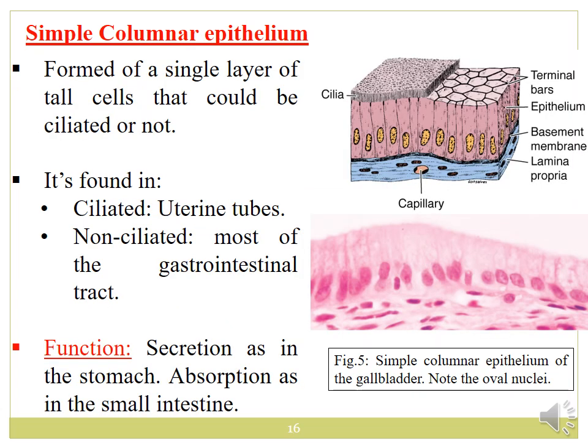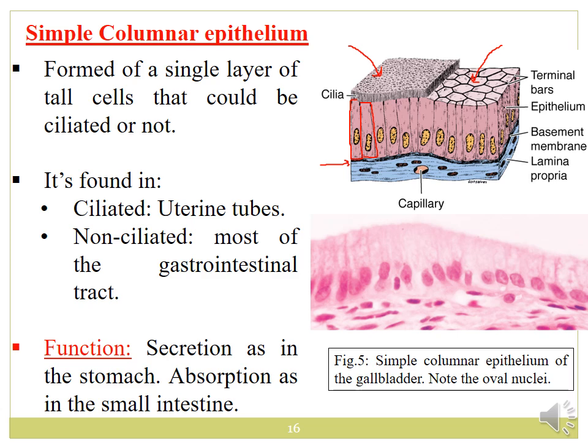Simple columnar epithelium is formed of a single layer of tall cells that could be ciliated or not. So here we have the basement membrane, and notice how the cells are tall. They look like columns, and this is why it is called columnar cells. Now, this type of epithelium could be covered by these hair-like structures, cilia, or it could be not covered. In this half of the drawing, here we have non-ciliated simple columnar epithelium.